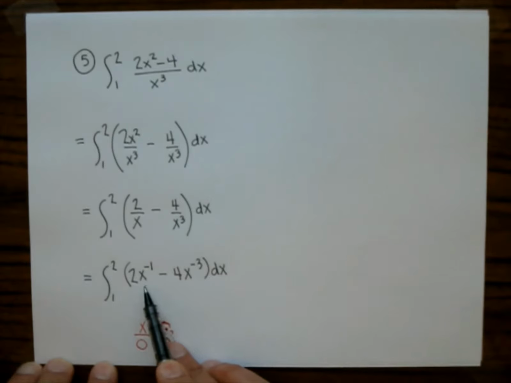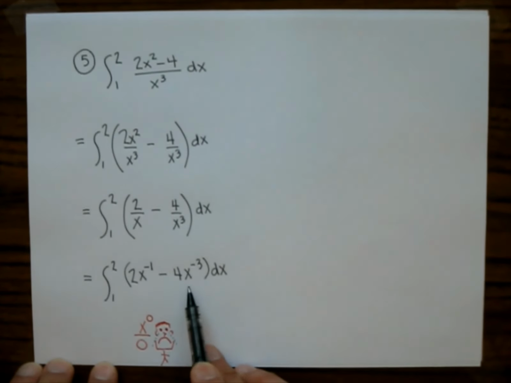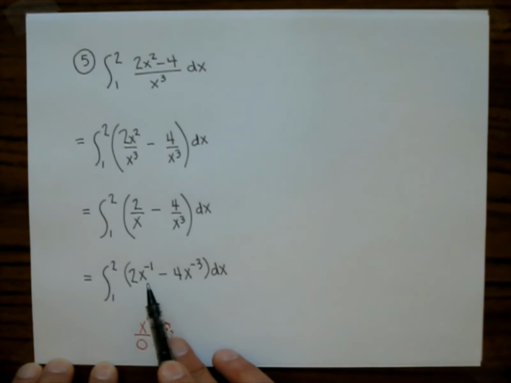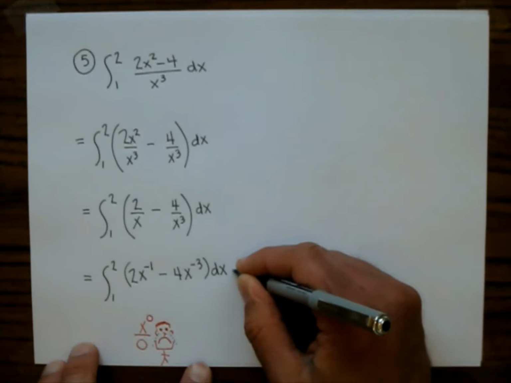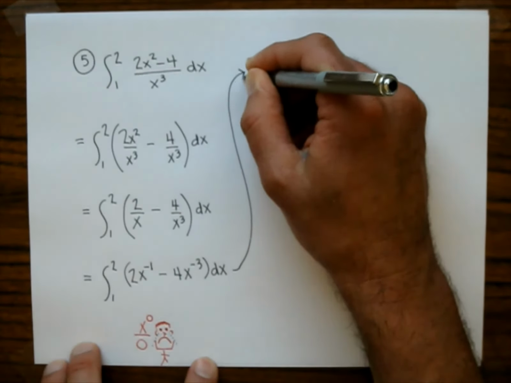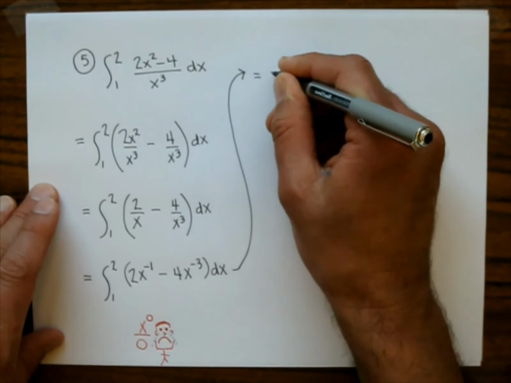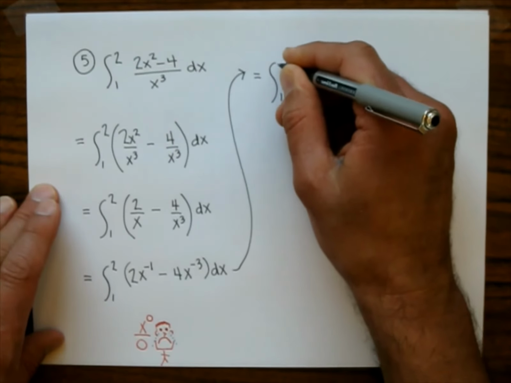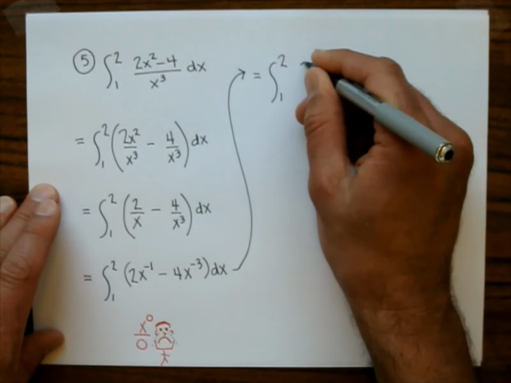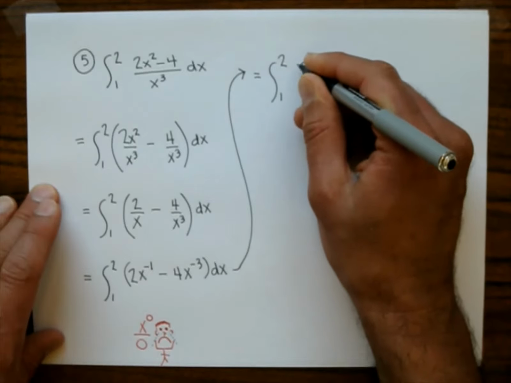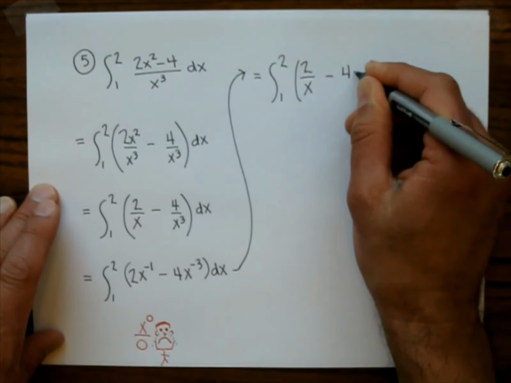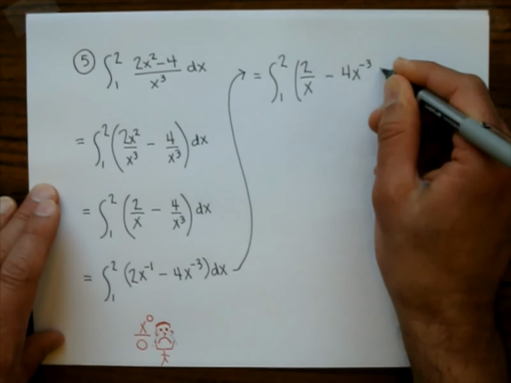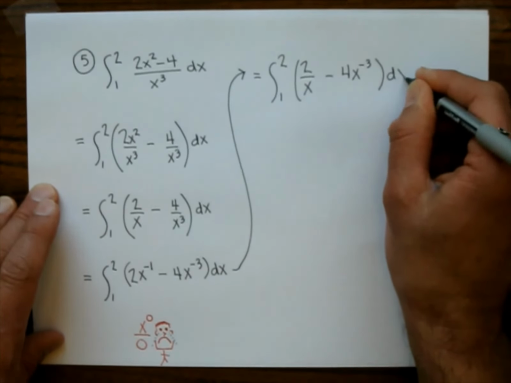So this was bad. We didn't want to do the power rule on this. Now we'll want to do the power rule on that, but here's the one that you cannot use the power rule on, and we should have kept it as 2 times 1 over x, or 2 over x. And hopefully you remember what that one is. So this is the integral from 1 to 2 of 2 over x, minus 4x to the -3 dx.